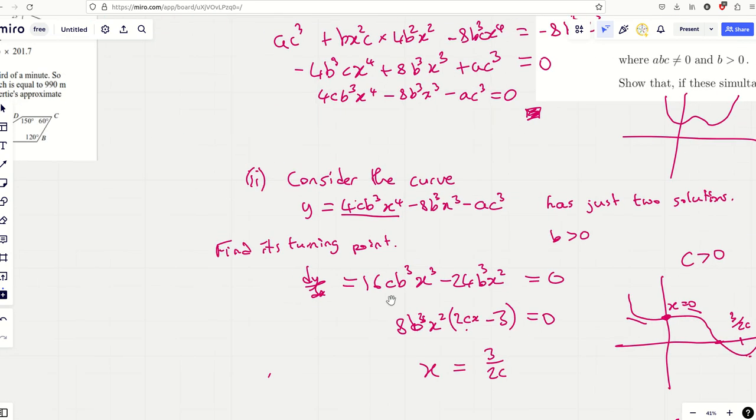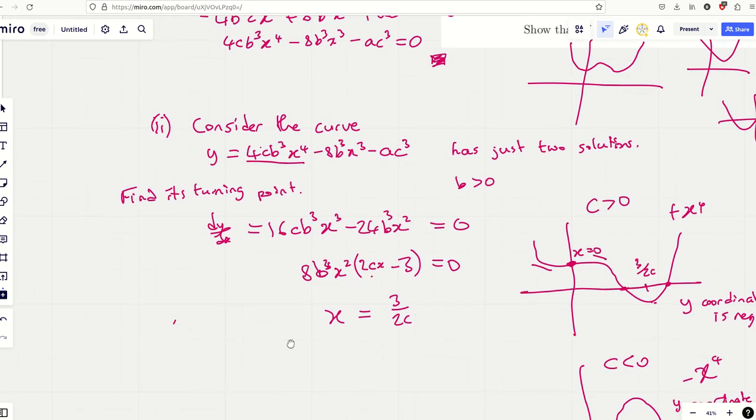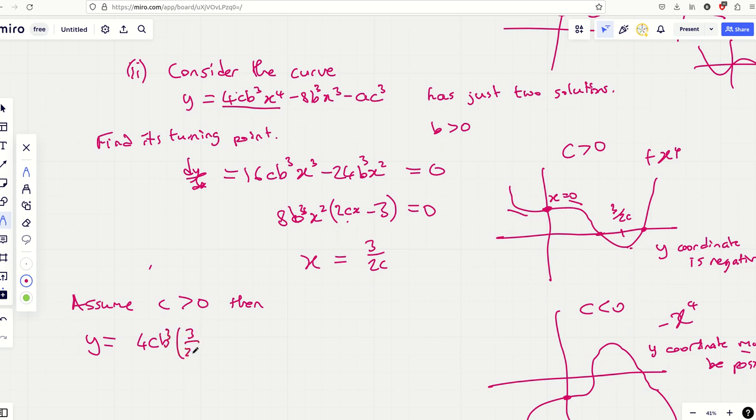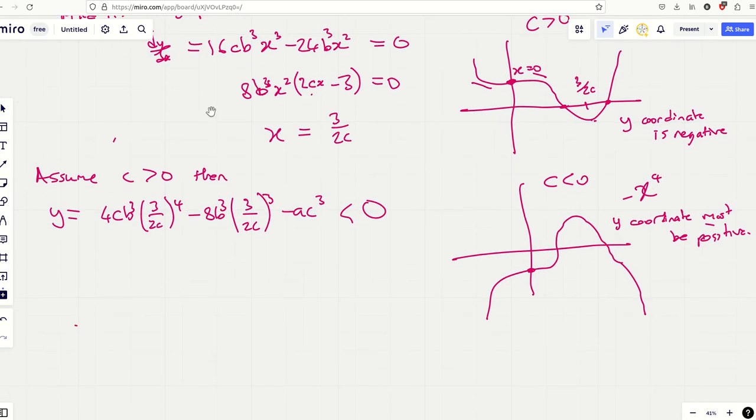Okay, so let's plug this value back in and insist that y is less than 0. Let's do it case by case. So assume c is bigger than 0. Then y, which equals 4cb cubed multiplied by 3 over 2c to the 4, minus 8b cubed multiplied by 3 over 2c cubed, minus ac cubed. We want that to be negative, so less than 0. Now I'm just going to turn it into their answer, I hope.